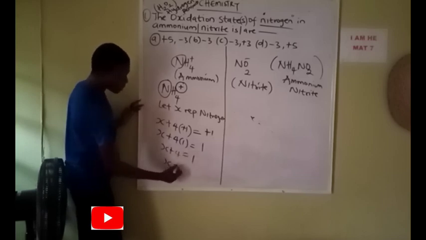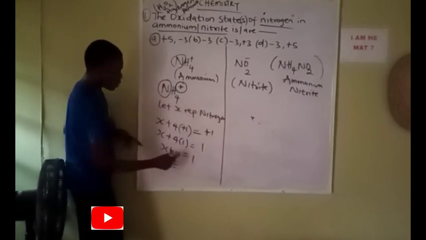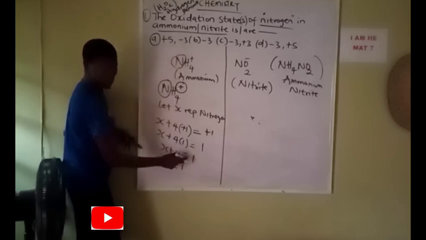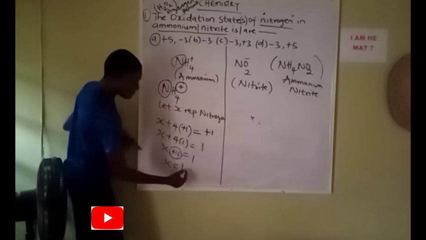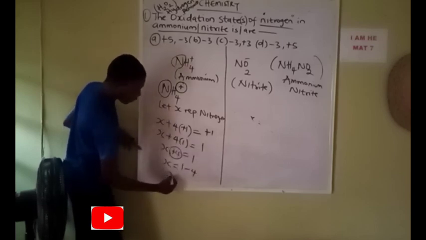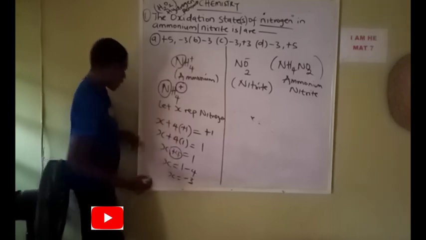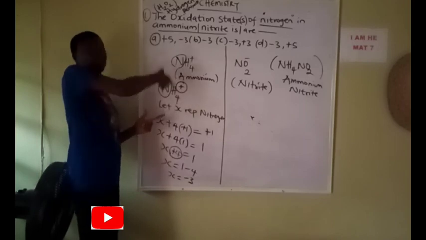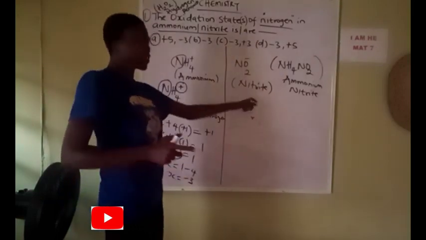So we have x. Now, for us to get our nitrogen, what do we do? This +4 here will cross over this equals sign to give us a minus sign. The +4 will cross over, it will become minus. So we have 1 minus 4. So x, therefore 1 minus 4 is equal to -3. So the oxidation state of nitrogen in ammonium is -3.